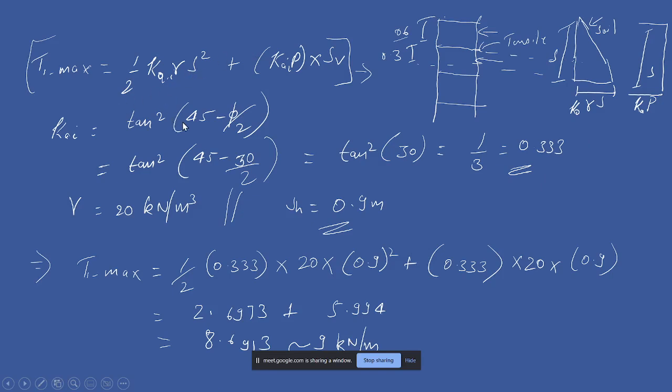Ki you can evaluate from tan square (45 minus phi by 2) from the Rankine theory. Then we are having the T max. For T max, we need to find the area of these two loading diagrams. So that's how you get the tensile load in this reinforcement.